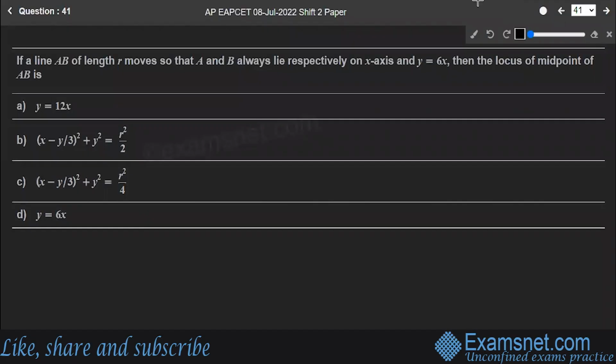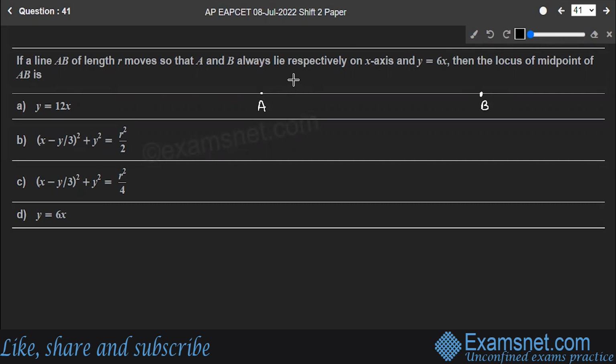Question number 41. If a line AB of length R moves such that A and B always lie respectively on the x-axis and y = 6x, then the locus of the midpoint of AB is. First of all, you have A here and you have B over here.